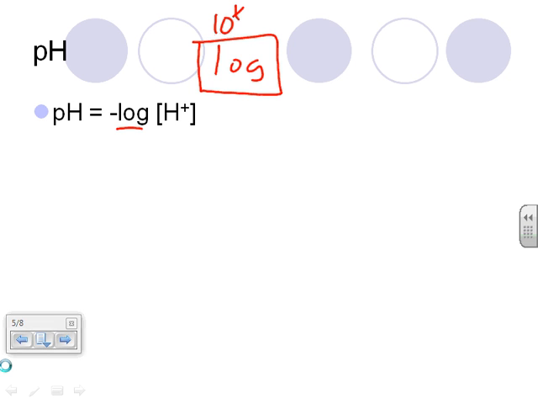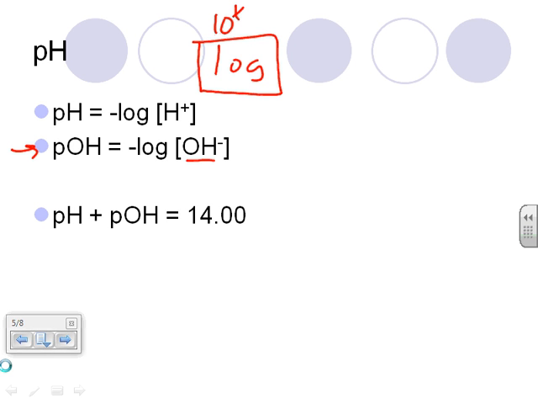So the pH is equal to the negative log of the H plus ion. We also have a concept called the pOH. Just the opposite. See how basic something is? It's going to be the negative log of the concentration of OH minus ions. So we have those two formulas.